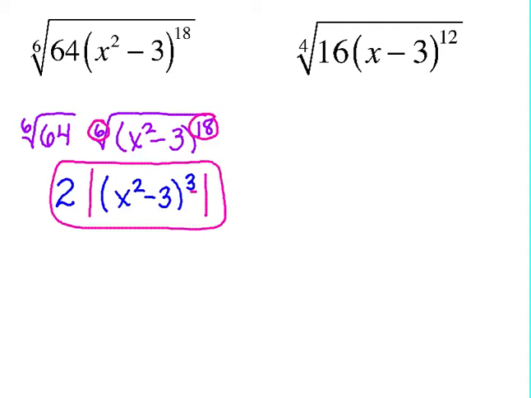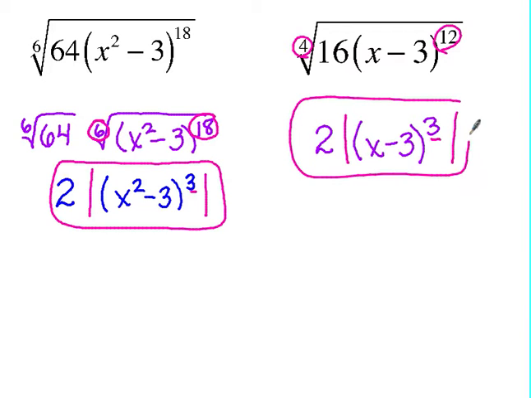What's the first part? All right, so absolute value. What's the fourth root of 16? 2. What power of x minus 3 did you get? 3. So once again, we just need to check even, odd, which means that's got to be an absolute value sign, and there you go.